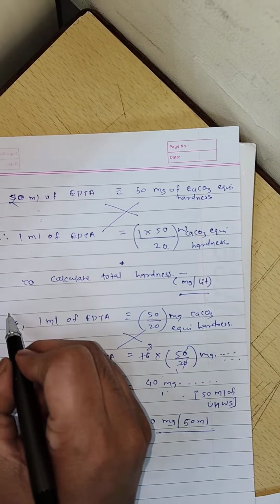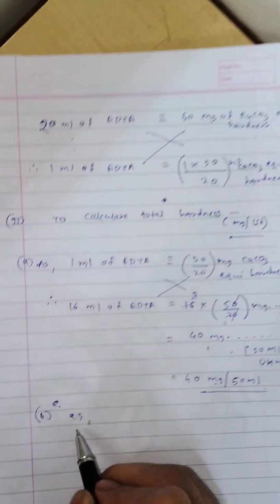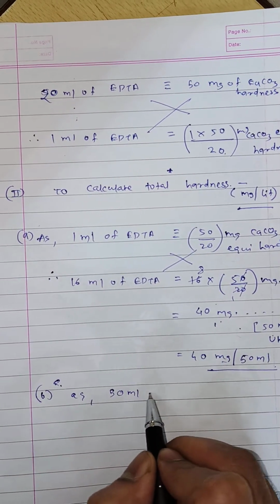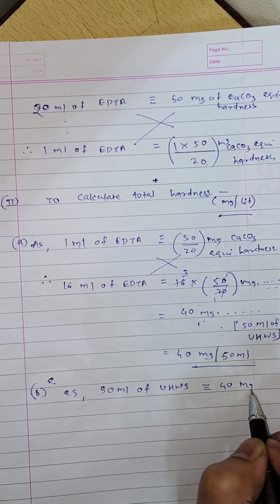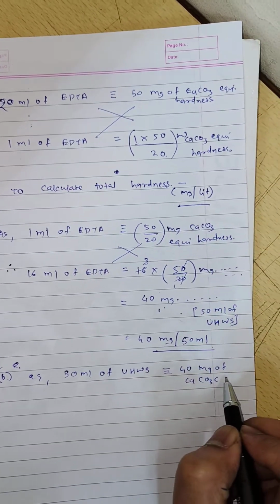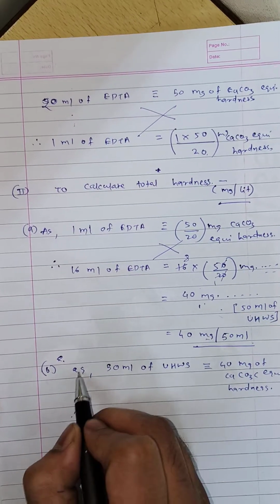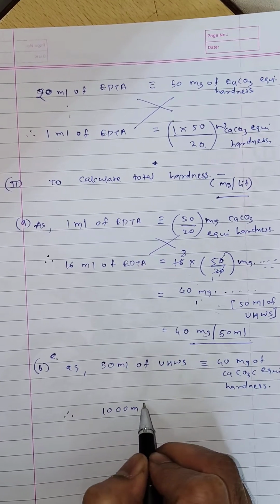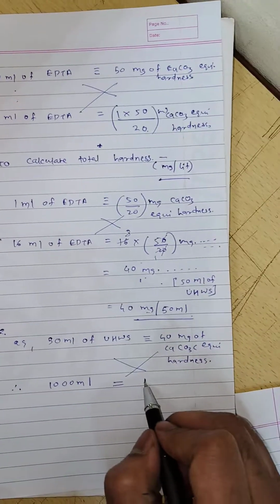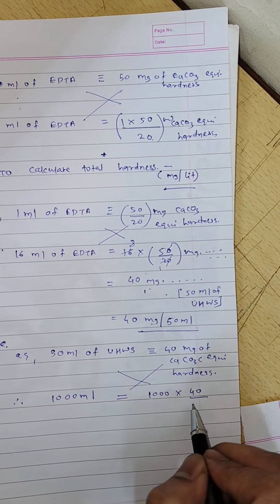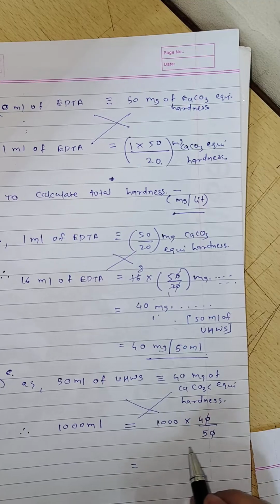So you can write here, let's say this is A part, and second, this is B part: 50 ml of unknown hard water sample corresponds to 40 milligram of CaCO3 equivalent hardness. Therefore, 1000 ml, nothing but 1 liter, corresponds to what? So this will be cross, so it will be 1000 into 40 divided by 50. Okay, so you can calculate.